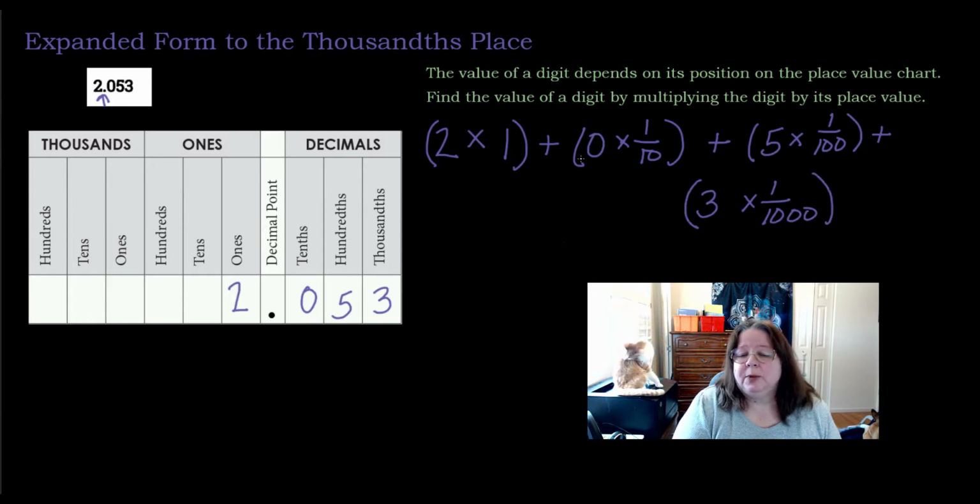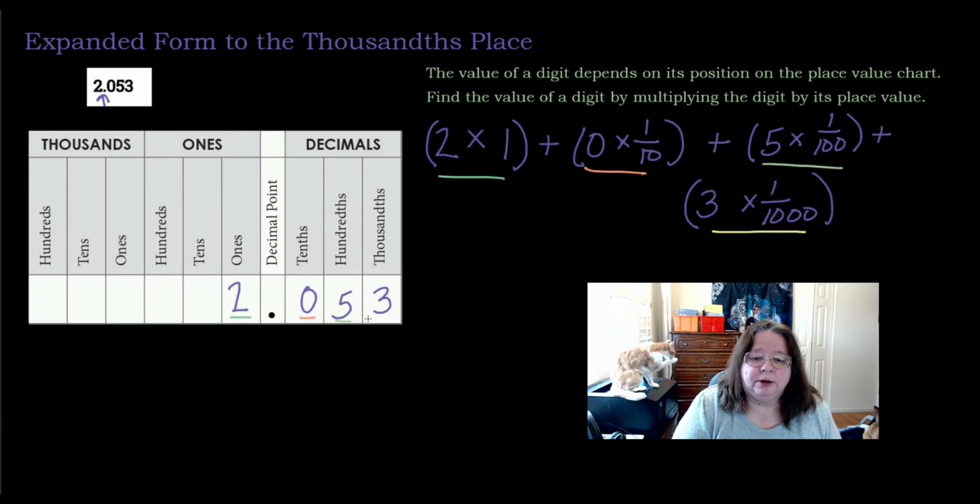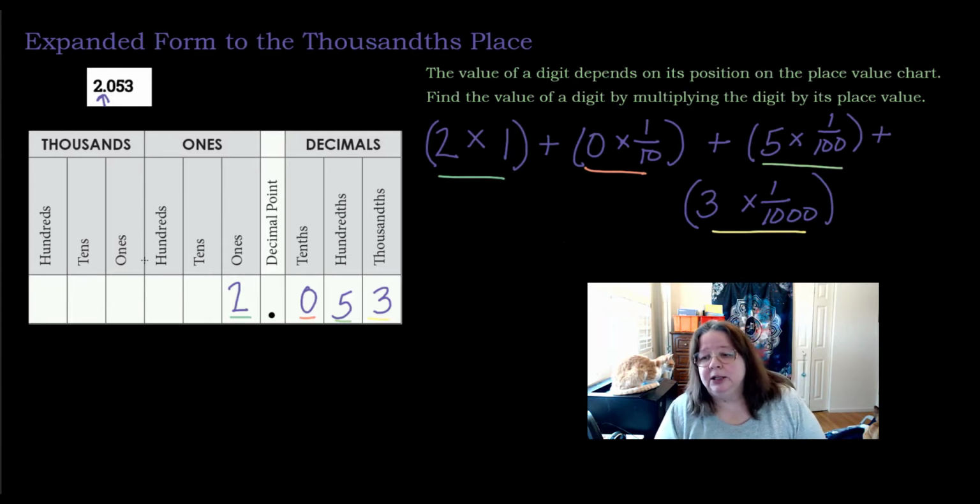Now I put these in parentheses to make it a little clearer that each one of these is a term in our number. You can see how they all match. So now we have 2 plus 0 times 1/10 plus 5 times 1/100th plus 3 times 1/1,000th, and that is 2 and 53 thousandths broken down into expanded form, but a little bit further into expanded notation. I hope that was helpful.